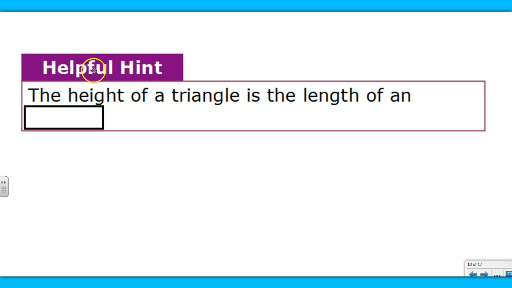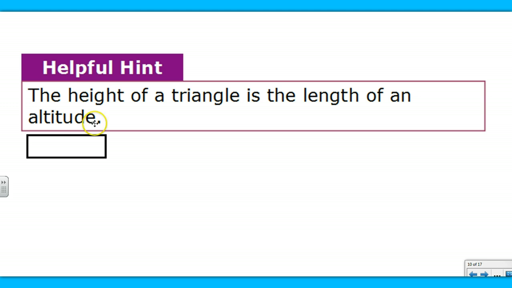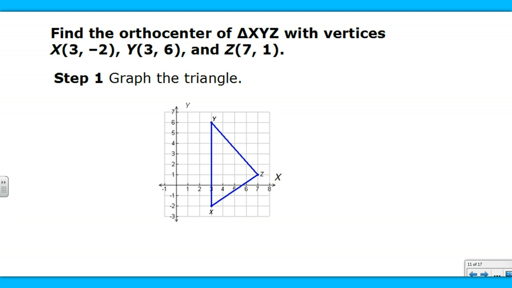So here's a helpful hint. The height of a triangle is the length of an altitude. Remember, it's always perpendicular. Heights are perpendicular. So in your notes, I have left this series of slides open with the answer included, but let's take a moment to really understand and slowly walk through these so that it will make sense for you when you study it. So we're asked to find the orthocenter of triangle XYZ with vertices shown here at these given points.